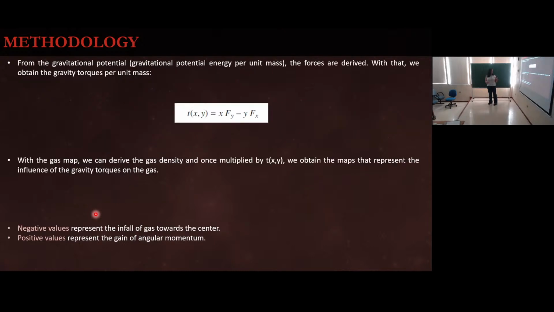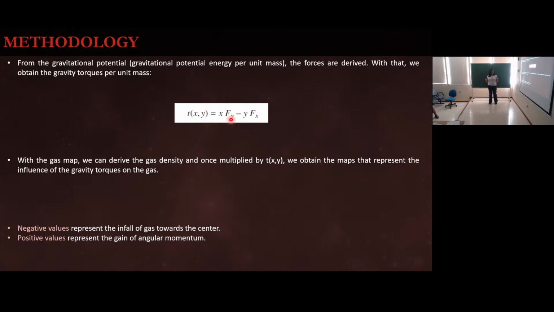So, okay. Another thing from the gravitational potential is that we can derive the forces, and with that we will obtain the gravity torques per unit mass, which is this equation here. With the gas map obtained from ALMA, we can derive the gas density, and we multiply by this torque equation, and we will obtain the influence of the torque on the gas that we are studying. So we will obtain the torque maps.